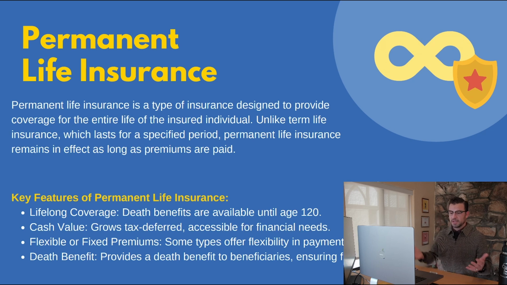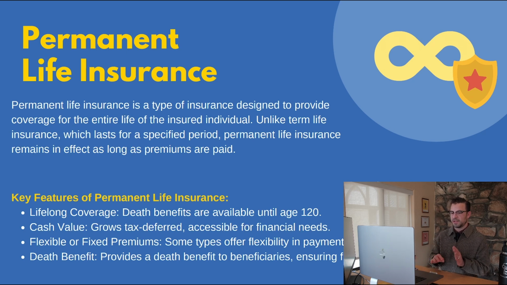Now, with permanent life insurance, for most options, there's going to be something called cash value attached to it. That's just a savings component on the life insurance, and it grows tax deferred, and it is accessible for your financial needs. You can also take loans from the policy. These can be a little complex, so I definitely suggest you meet with an insurance agent and go over the complexities of permanent life insurance.